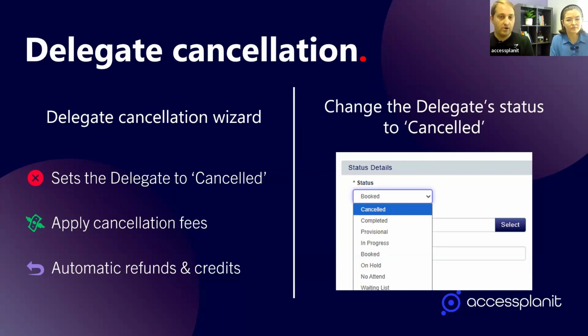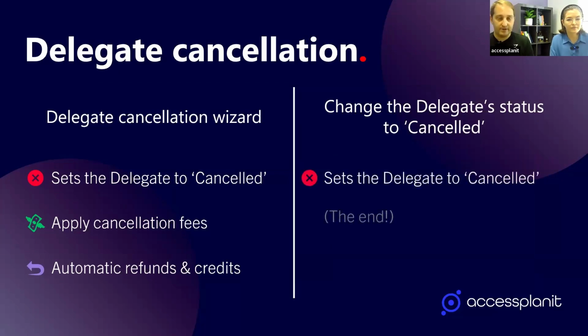following the refund. Whereas if we use the other method, where we just change the delegate status to cancelled without using the wizard, we change their status, so they're set to cancelled, but that's it. There's no automatic refunds, no fees, no credit notes associated. So what this means is that when you want the platform to complete a financial update for a cancellation, you should use the wizard. When you don't want any financial updates, for example, when you've already processed a refund maybe in another way, you should just change the delegate status to cancelled.